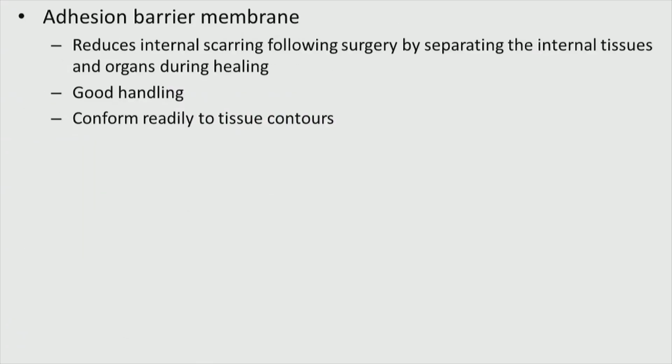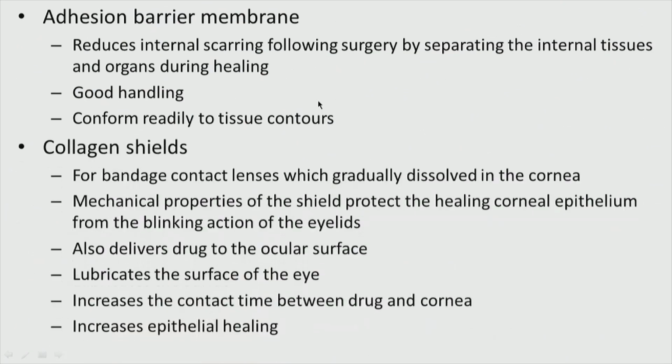Adhesion barrier membrane: it reduces internal scarring following surgery by separating the internal tissues and organs during healing. It has good handling property, it conforms readily to tissue contours. Then shields for bandage contact lenses, which gradually dissolve in the cornea. The mechanical properties of the shield protect the healing corneal epithelium from the blinking action of the eyelids. It also delivers drug to the ocular surface, lubricates the surface of the eye, increases the contact time between drug and cornea, and increases epithelial healing. So a lot of advantages of collagen.